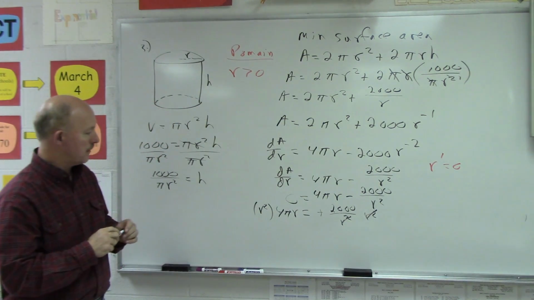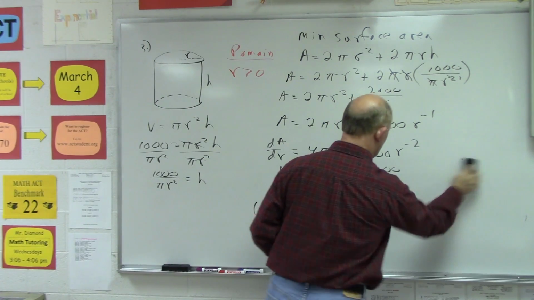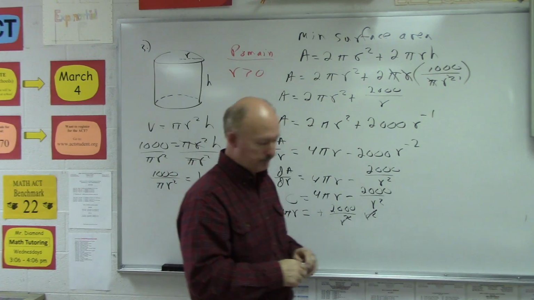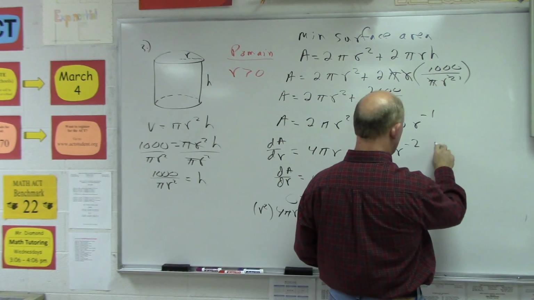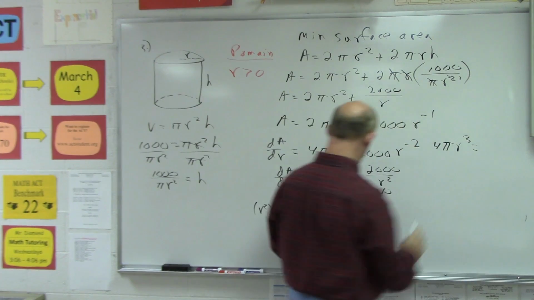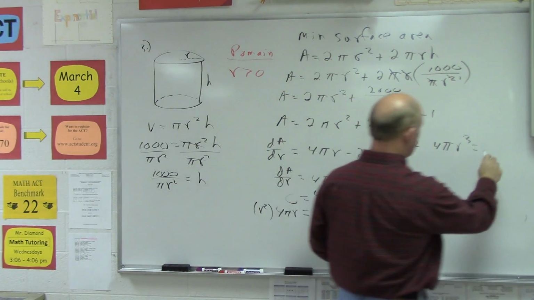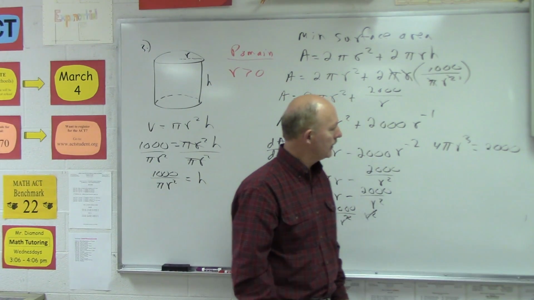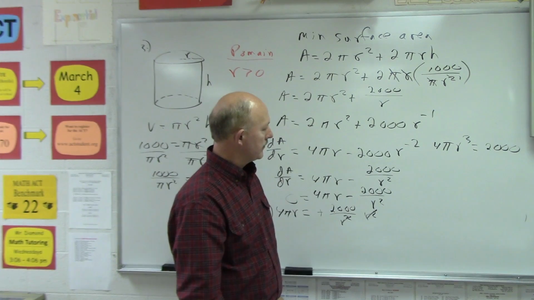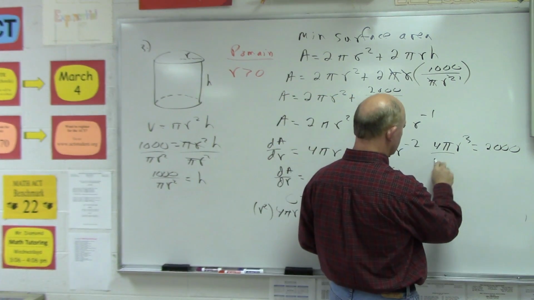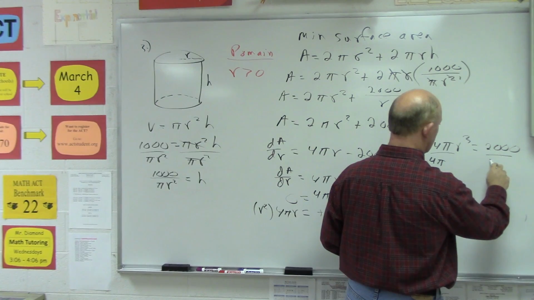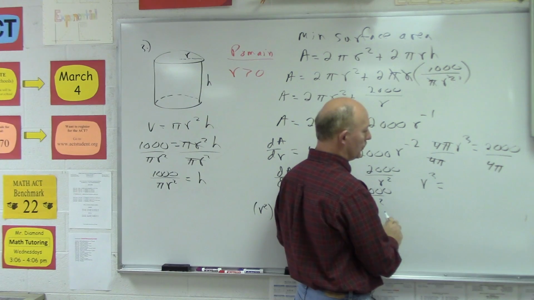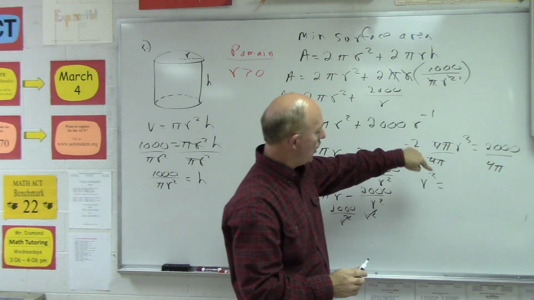So multiply r squared to both sides. Now r squared times r gives you r to the third power. So we end up with 4 pi r cubed equals 2,000. Hopefully you can still see this; I'm working over on the edge of my board. Divide both sides now by 4 pi, since we're going to try to solve for r. The 4 pi's will cancel, and it gives me r cubed is equal to 2,000 over 4 pi.